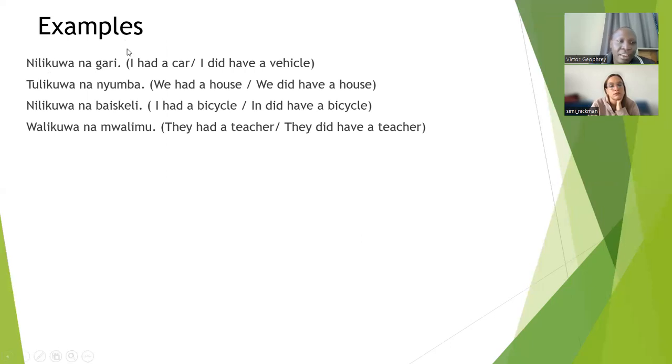Nilikuwa na gari. Tulikuwa na nyumba. So you see kuwa is still there.